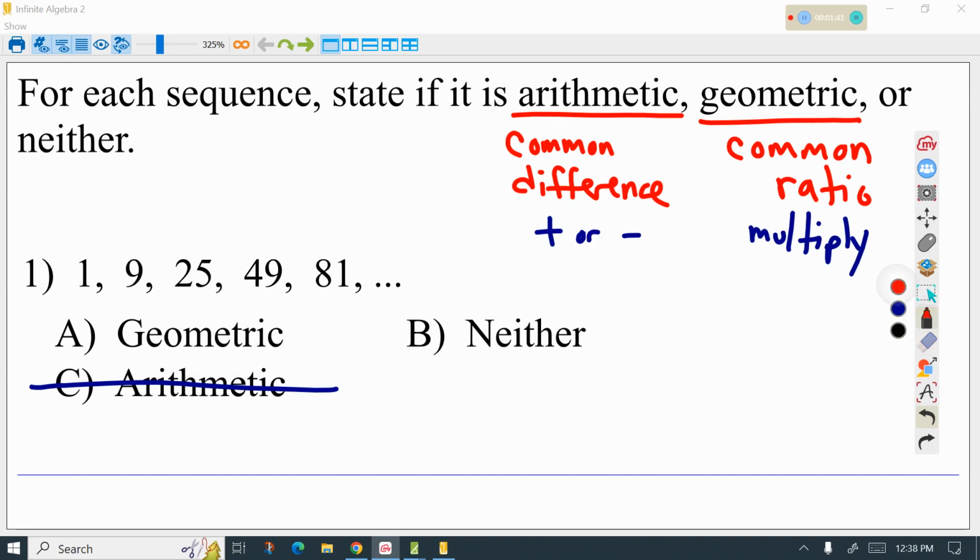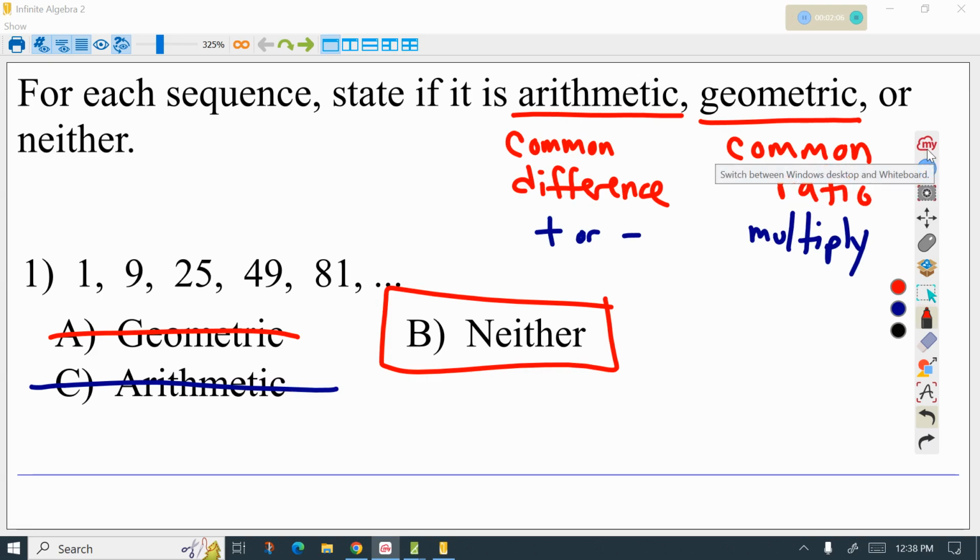So the next thing to think about is, are we multiplying by something? So 9 times 1 makes 9. Good. Is 9 times 9 25? No. So that means that this cannot be geometric either because we're not multiplying by the same thing every time. So that tells me that the final answer here is that it's neither. So don't forget that it's possible that it doesn't add or multiply the same thing every time, in which case you have to choose neither.